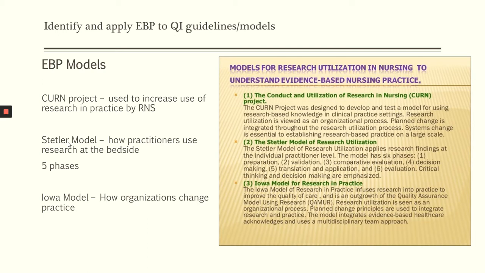Then a 3rd model comes along, and again, there are many of these models, okay, but these are the 3 major ones. It's called the Iowa model. And what this does is it looks at the same kinds of things. It's the same way, it looks at a way of infusing research into practice, but it's also now applying improvement of quality of care for these patients. So it comes out of the quality assurance model using research.